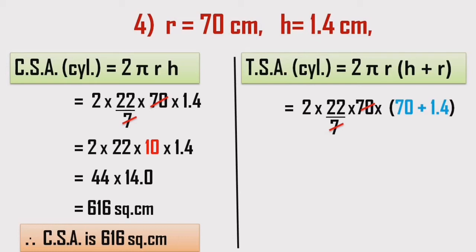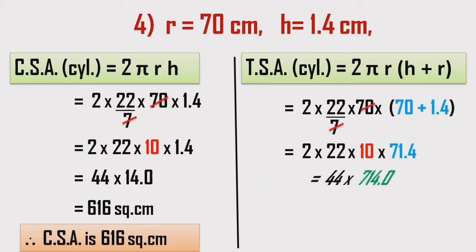The moment you start addition, mention the decimal point below the decimal point. That results in 71.4. And my answer is 2 into 22 into 10 into 71.4. Now carry out the multiplication. 22 into 2, we get the answer 44, and 10 into 71.4, we get the answer 714.0.